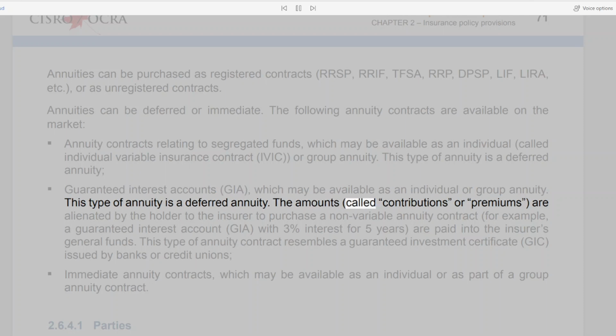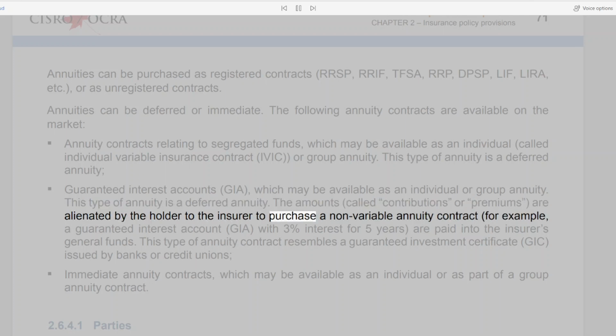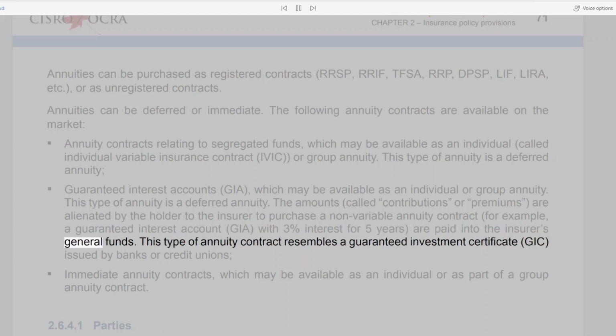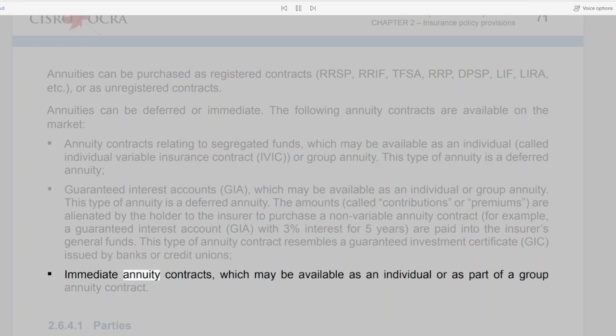The amounts, called contributions or premiums, are alienated by the holder to the insurer to purchase a non-variable annuity contract, for example, a guaranteed interest account, GIA, with 3% interest for 5 years, are paid into the insurer's general funds. This type of annuity contract resembles a guaranteed investment certificate, GIC, issued by banks or credit unions. Immediate annuity contracts, which may be available as an individual or as part of a group annuity contract.